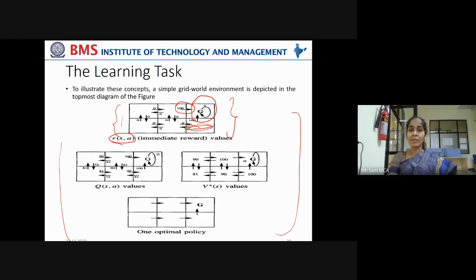Why? Because entering some other state, which is not a goal state, is not a rewardable action. It's not an anticipated action. It's not a desired action. That is why it is given 0, except when the agent is moving to the goal state. There the reward given is 100.